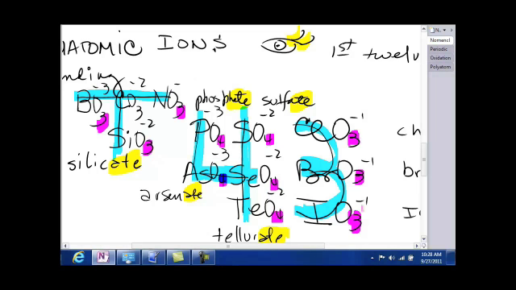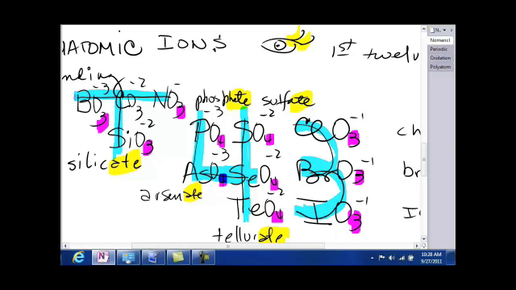I still keep my -1. In oxygen, selenium, tellurium, I had a -2. I keep my -2. And in group 5 elements, P and As, phosphorus and arsenic, I put a -3. So it's -1, -2, -3, and again -1, -2, -3 for my T.